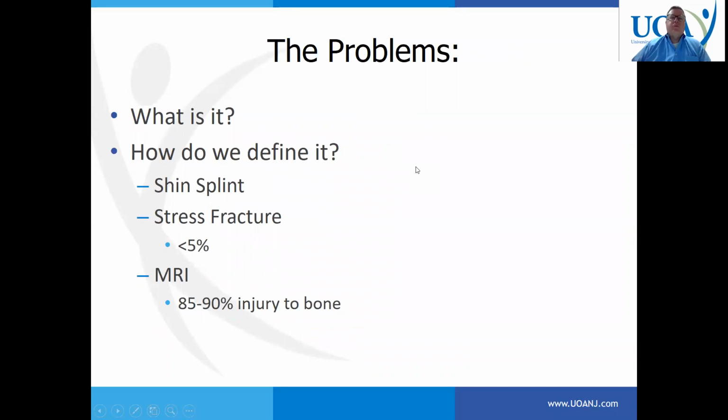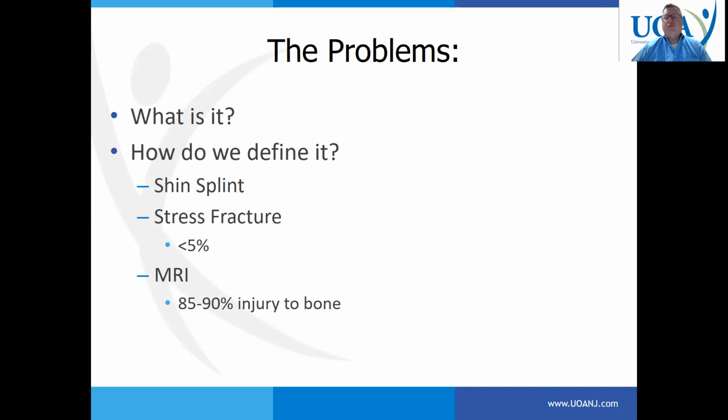So one of the problems is, what is shin pain and how do we define it? For way too long, it's been called a shin splint, which I'm going to ask that everybody who listens to my presentation please try to refrain from using, because it's got no real value. It's commonplace, it's overused, and it has no medical significance at all.